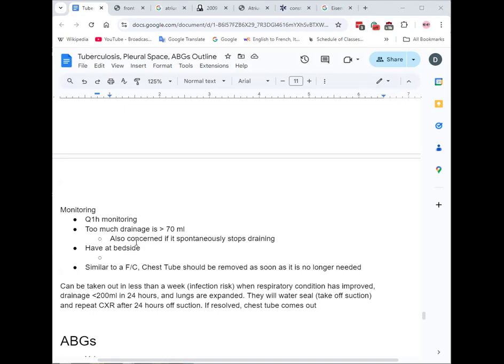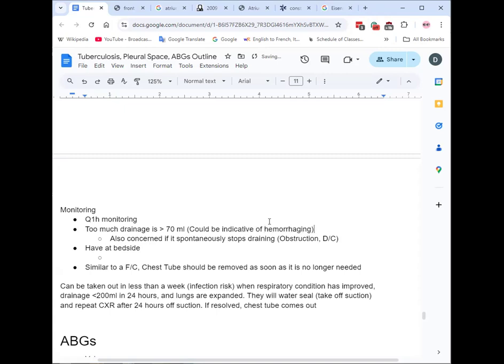But yeah, you're also concerned if it spontaneously stops draining. So if it's going from a consistent flow and then it suddenly stops, you're concerned that there's some sort of obstruction. Could be obstruction, a clot, or whatever, right? So that's what you're concerned about. Yeah, that makes sense. Could be indicative of hemorrhaging.